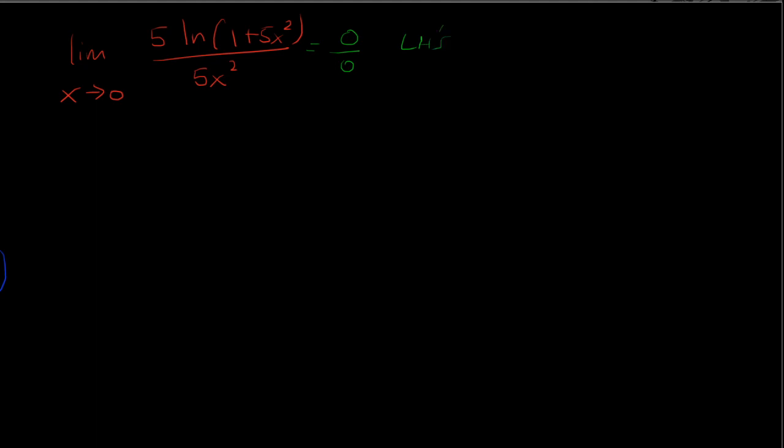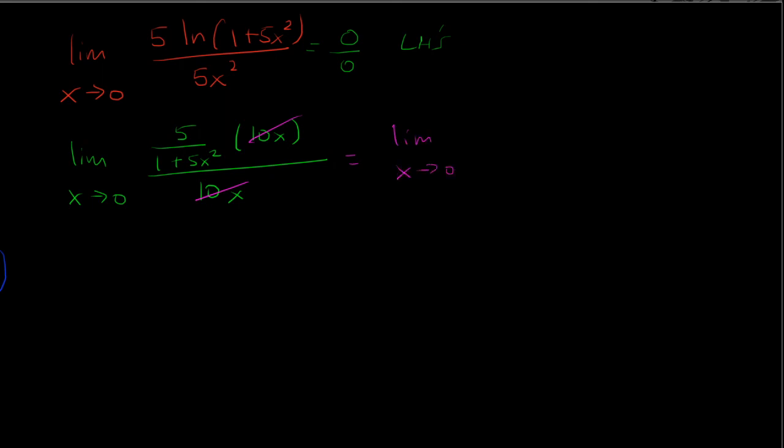So I'm going to take the derivative of the top and then the derivative of the bottom. So that's going to be 5 over 1 plus 5x squared, multiplied by the derivative of 1 plus 5x squared. And then the derivative of the bottom is just 10x. Okay, so the 10x's are going to cancel. So this comes down to the limit as x approaches 0 of 5 over 1 plus 5x squared. And plug in x equals 0, I get 5.